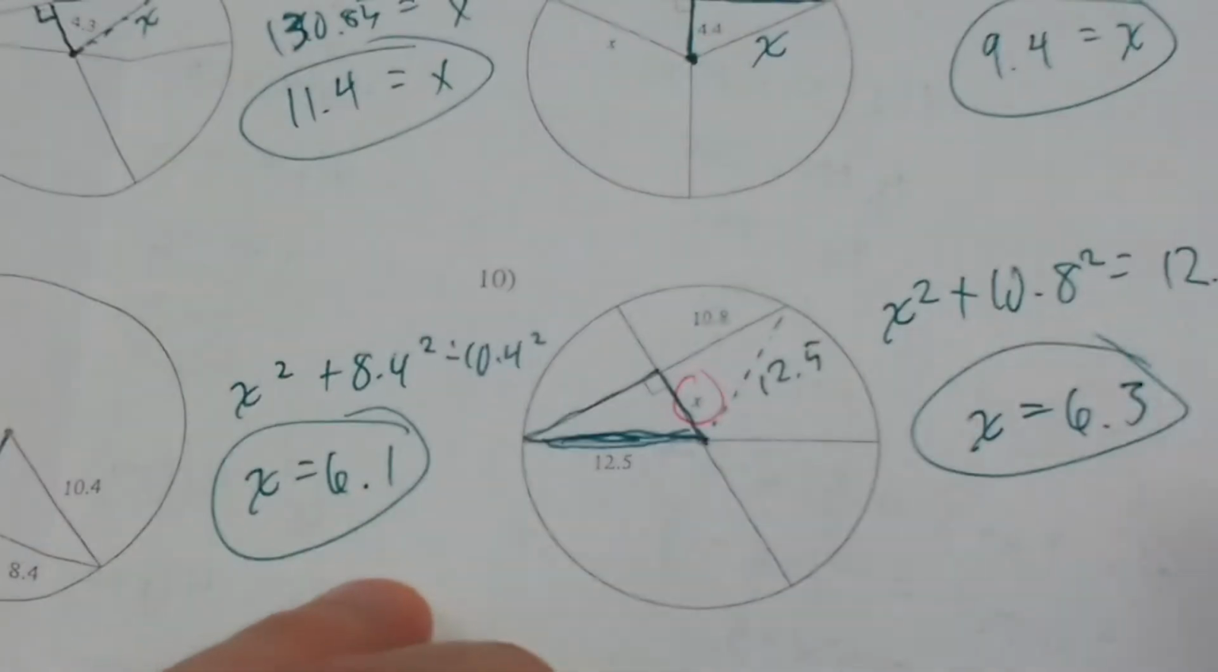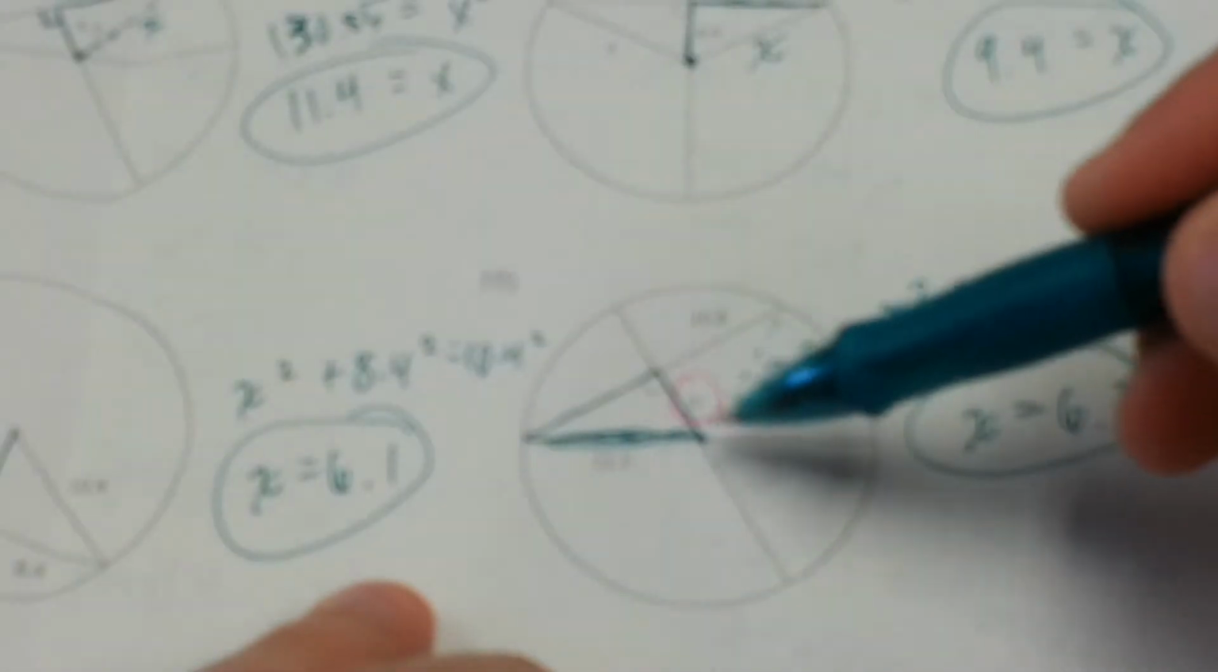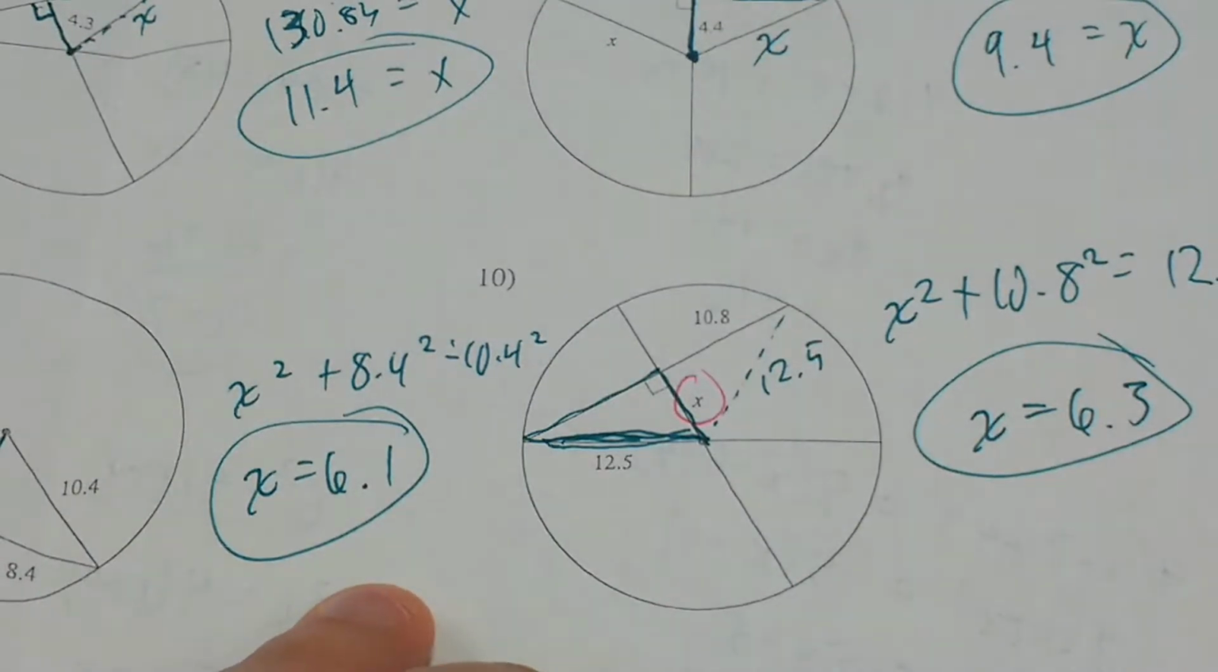Now that makes sense because the radius is 12.5. Whatever segment value we get there for x must of course be less than 12.5. All right, let's change colors.